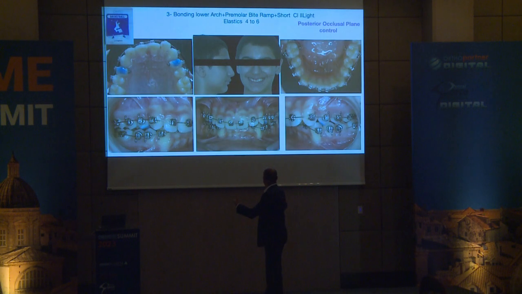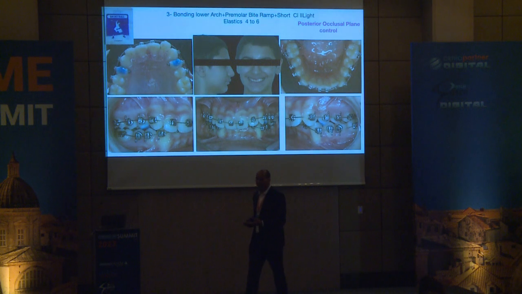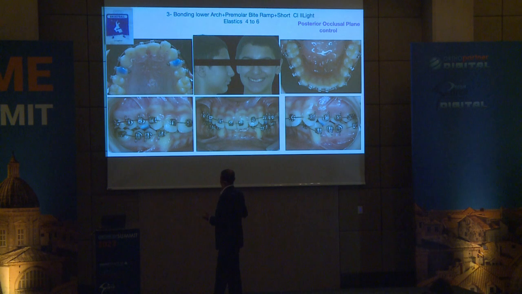So, second appointment, and this is very important, I'm bonding the lower arch. Unfortunately I don't have the photos, but what I'm doing is an anterior bite ramp here in the premolar area, and also short class 2 elastics from 4 to 6. And here it's very important to have a cooperative patient, because if the patient is not here for 3 or 4 months, maybe we can get some problem of mesial molar tipping. Honestly, I'm really lucky with this patient because he's very cooperative.